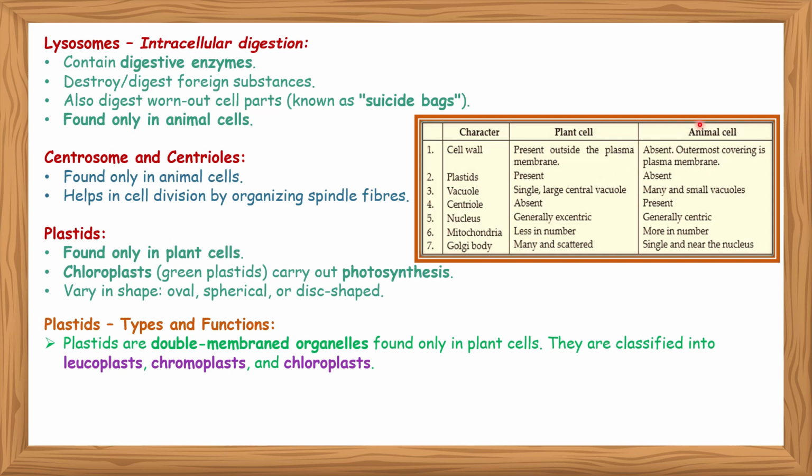These are the differences between plant cell and animal cell. A plant cell has a cell wall outside the plasma membrane, while in an animal cell the cell wall is absent. Plastids are present in plant cells, but absent in animal cells. Vacuoles are present in plant cells. A single large central vacuole is present in plant cells, but in animal cells many small vacuoles are there. Centriole is absent in plant cells, and in animal cells centriole is present.